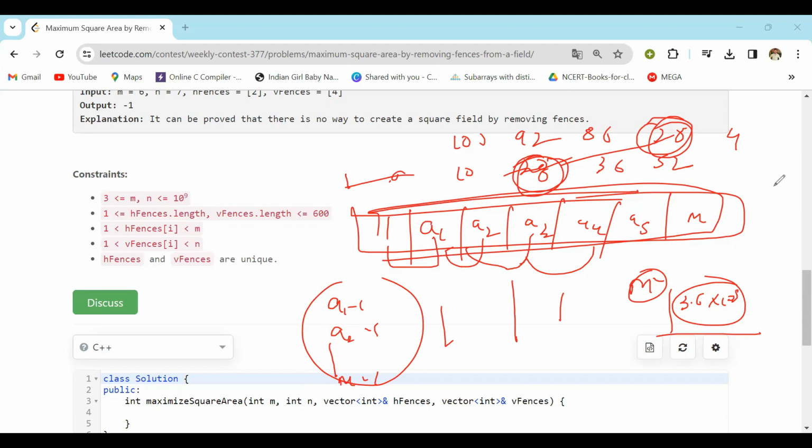If you got my point, we have to take out all possible lengths and breadths, and we have to choose the length and breadth which is the highest common in both arrays. And if we don't have anything common, then it's fine, we return -1 because there's no possibility.